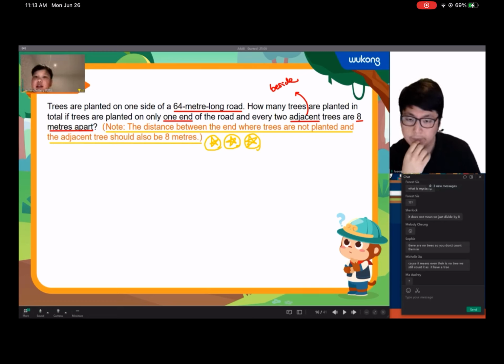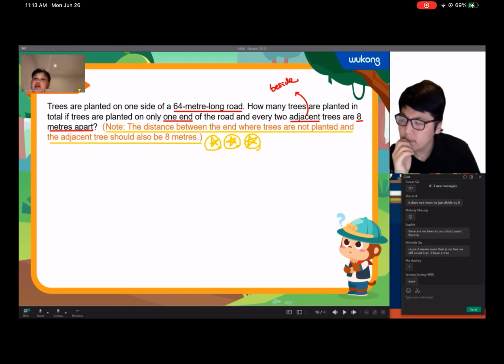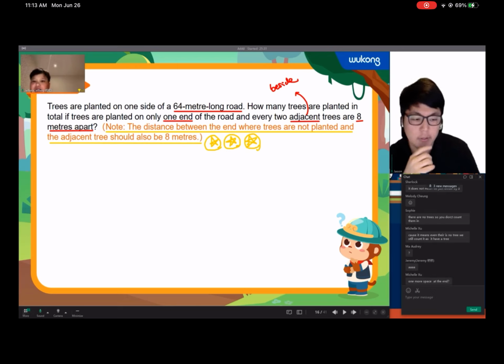I think you just count the intervals. Okay, I have the answer. It's 64 divided by 8. But I'm not looking for the answer, am I? I'm looking for why this yellow line is so important. It's very hard, but it's very important that everybody understands.